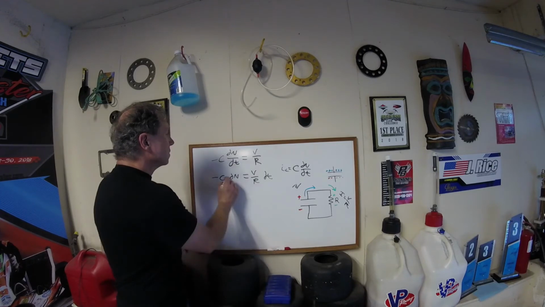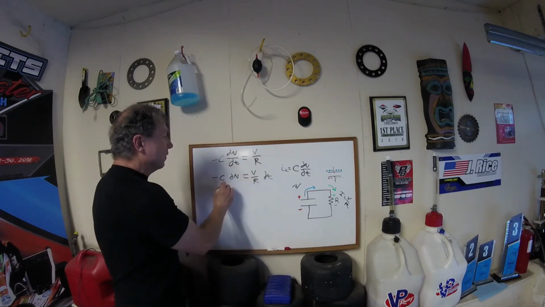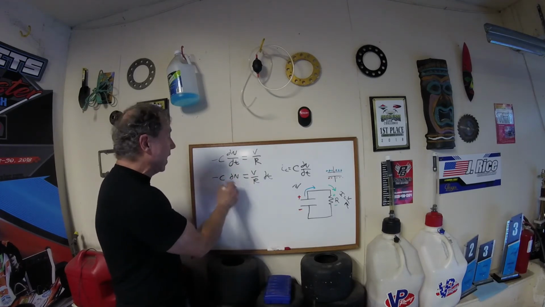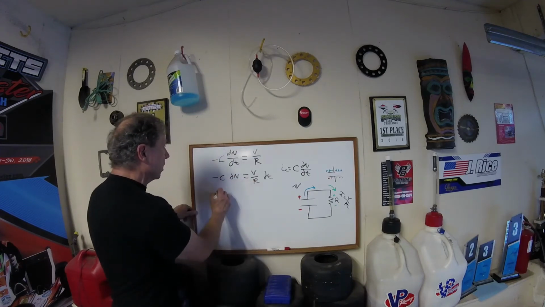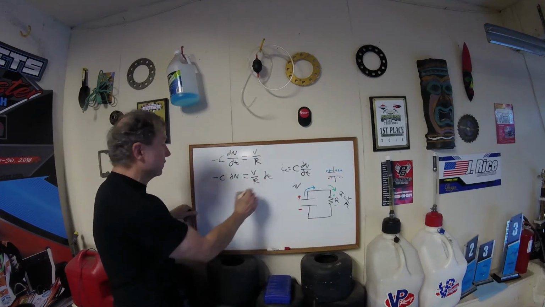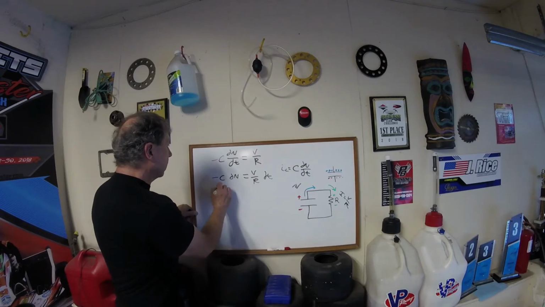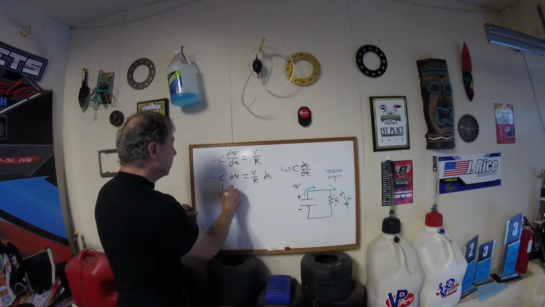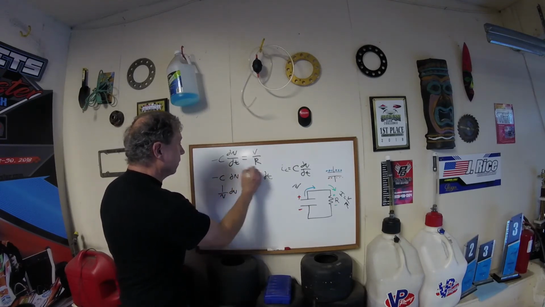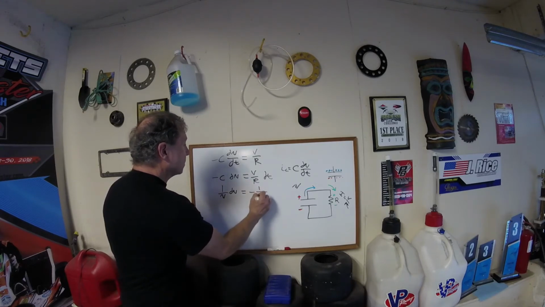So those are constants. I'm going to bring the V down to this side. We're going to integrate that. And the C is going to go over to this side. I'm also going to bring the negative sign. So we're going to have 1 over V dV is equal to negative 1 over RC dt.